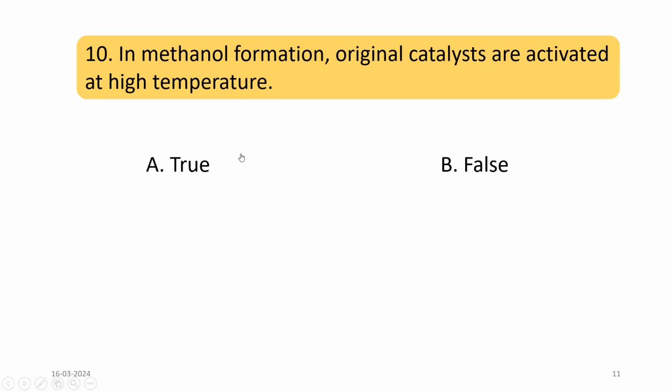Next question is, in methanol formation, original catalysts are activated at high temperature. Is it true or false? So, according to the conventional methanol production process, original catalysts are activated at high temperature. Okay, it is true.